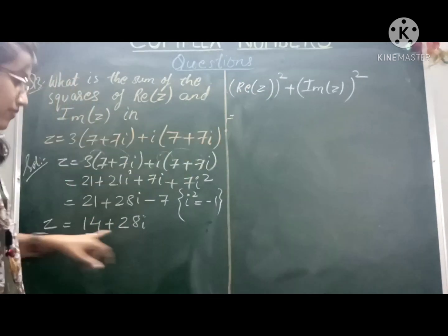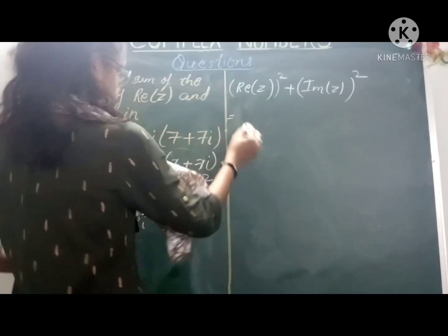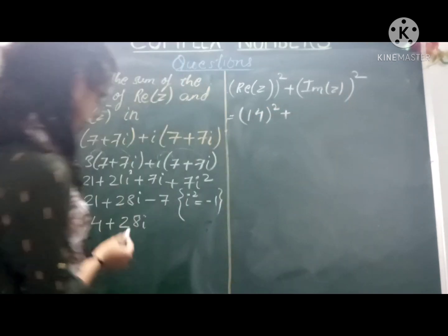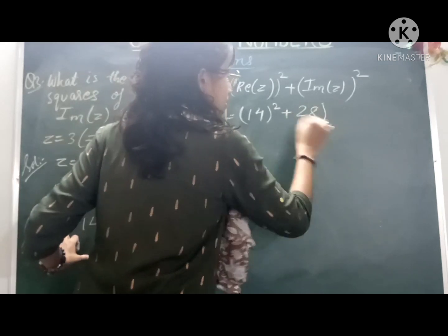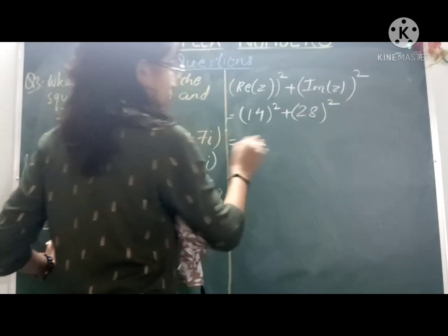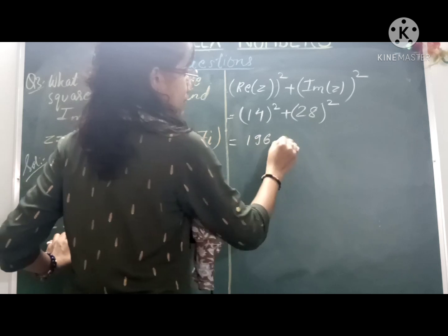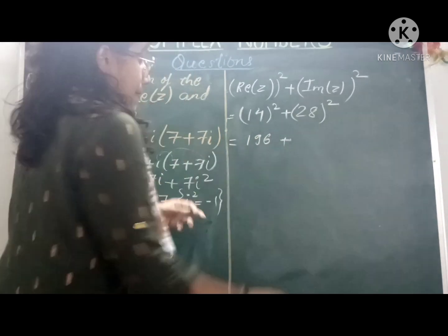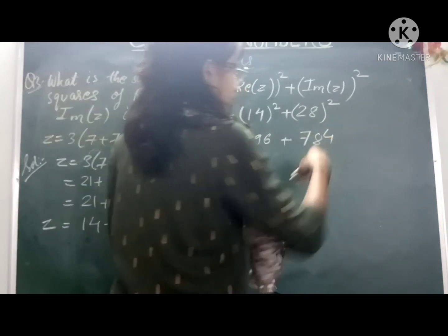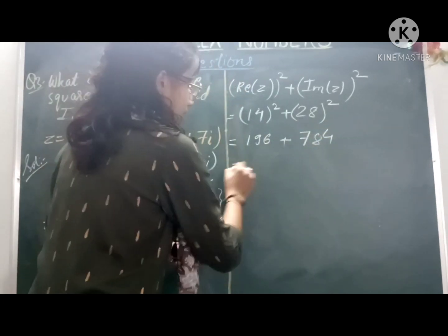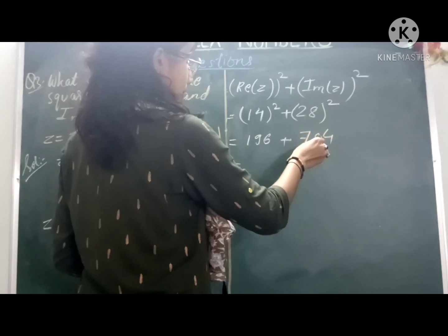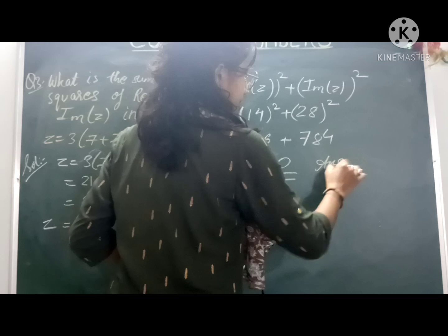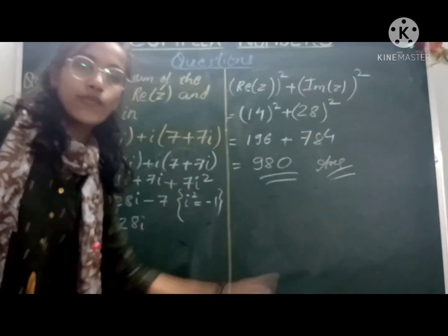Then we will put the value of z here. It is 14 square plus 28 square. 14 square is 196 plus 28 square is 784. And we will solve it and we will get the answer as 980. This is how we will solve this question.